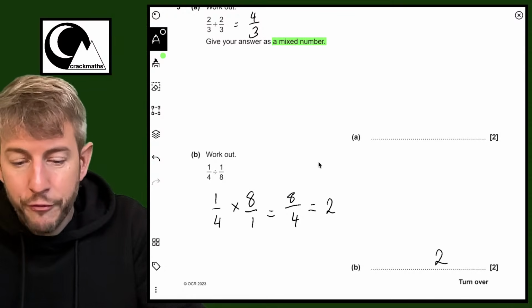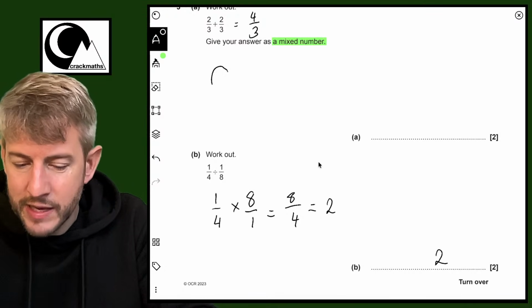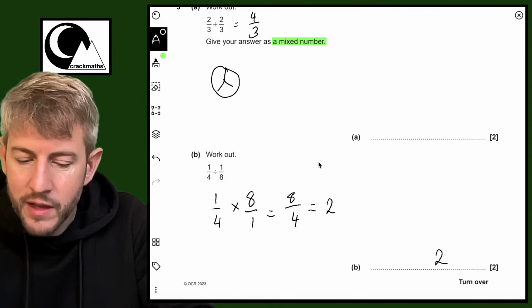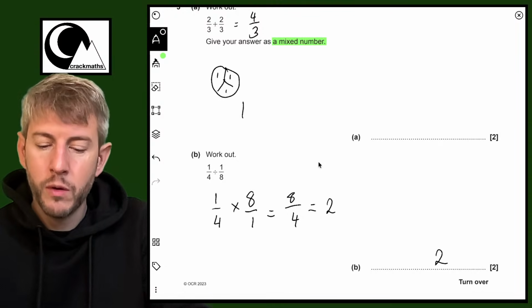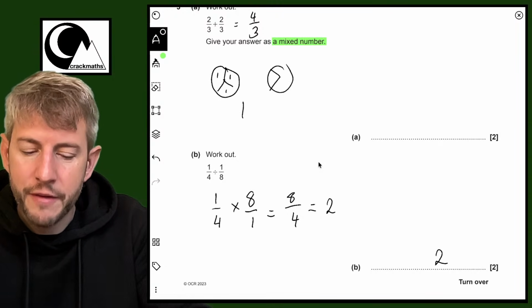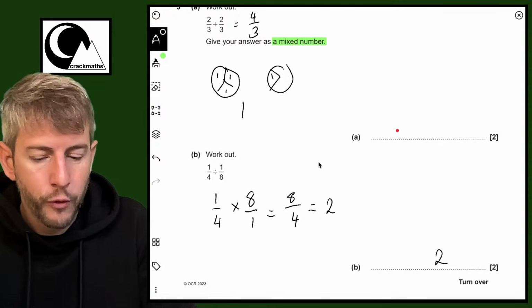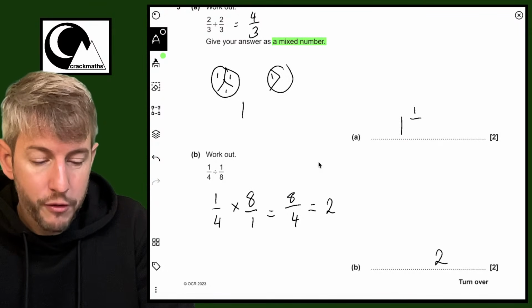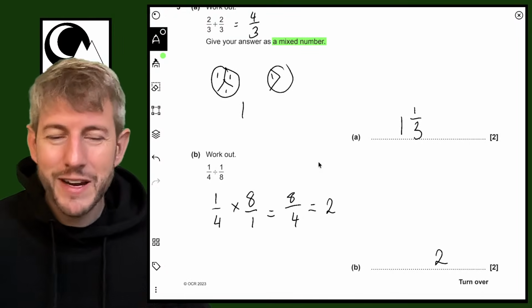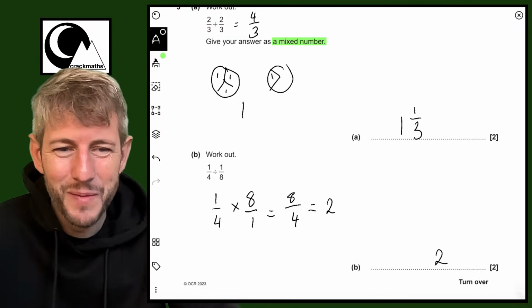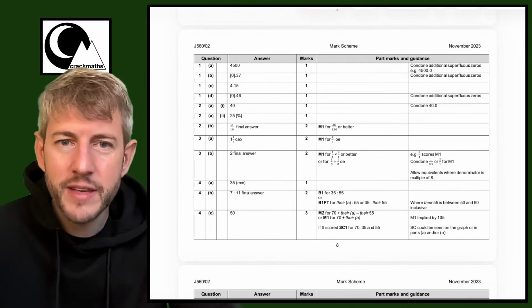4/3 means 4 over 3, so let's think about thirds here. 3/3 makes up a whole, and then we've got 1/3 left. So we've got 1 and 1/3. Okay, always be careful when reading your questions. Right, let's continue with the mark scheme.